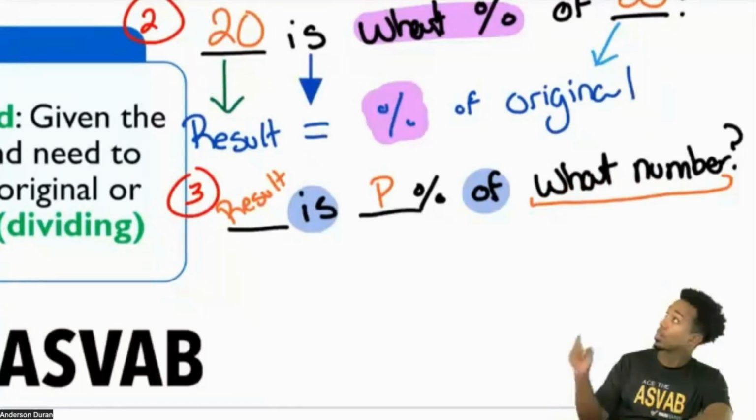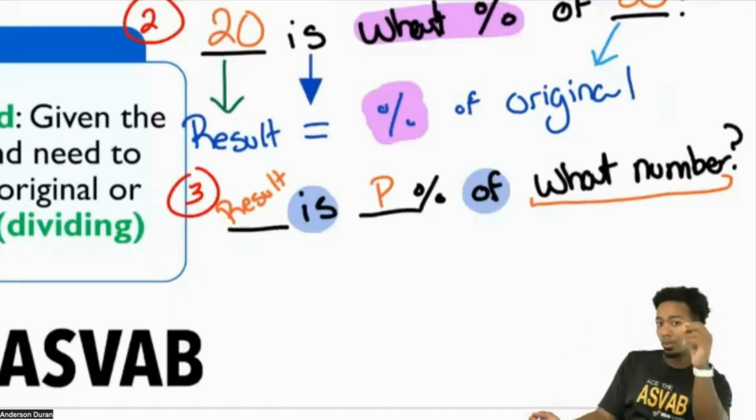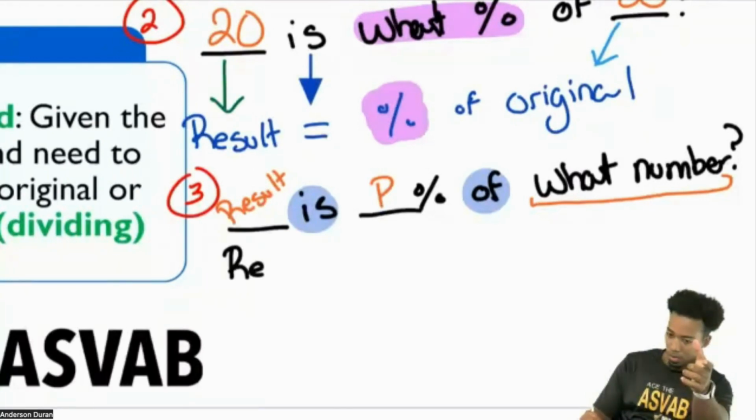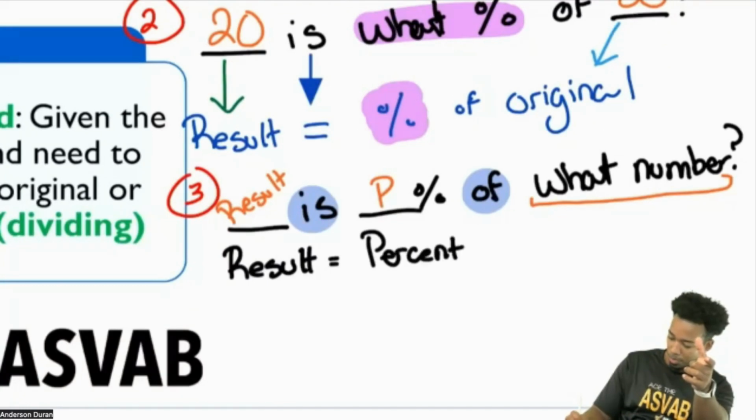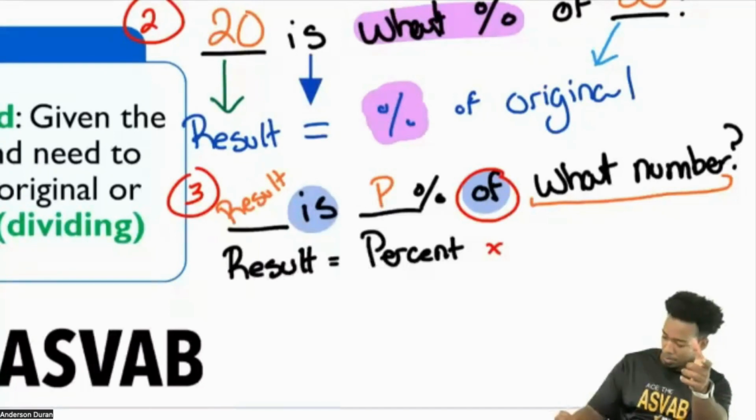Can you see that right here? What number, quote unquote, what you're looking for here is the original. Yes or no? Does that make sense to you here? Result equals the percent of your original number.